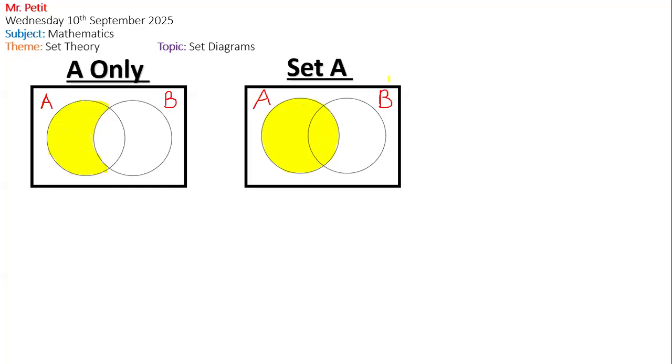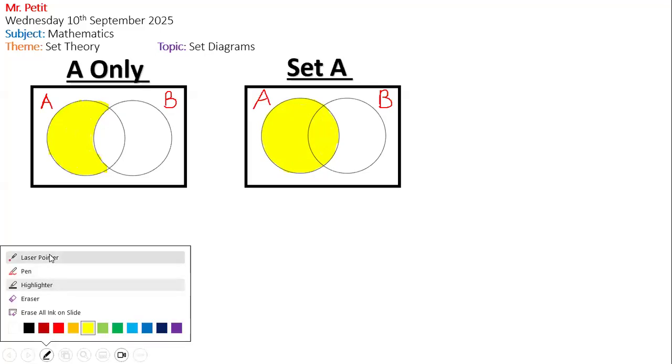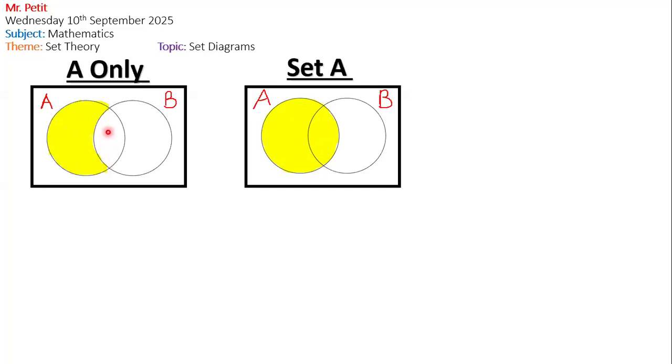Okay. So what do we have? Well, for A only, we do not include the intersection. But for set A, when I say set A, I mean all of A. Not just that part, not just A only. I want A plus the elements that are shared with A and B. So all of A. Does that make sense?